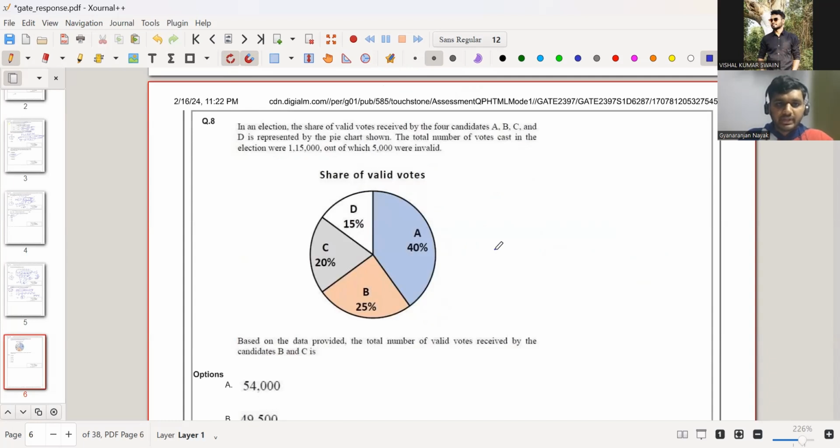In an election, the share of valid votes received by the 4 candidates A, B, C and D is represented by the pie chart shown. The total number of votes cast in the election were 1,15,000, out of which 5,000 were invalid. So the valid votes we calculate as 1,15,000 minus 5,000. So we find 1,10,000.